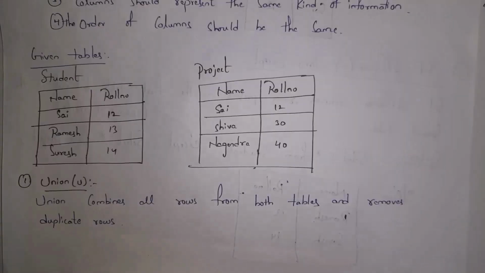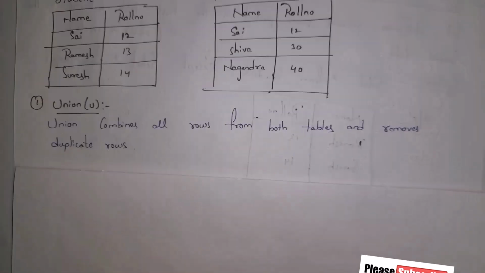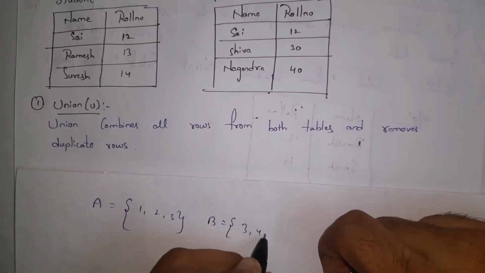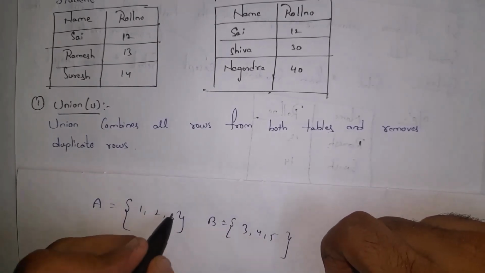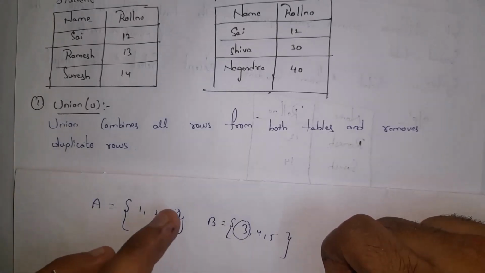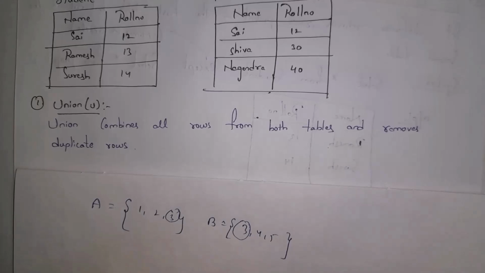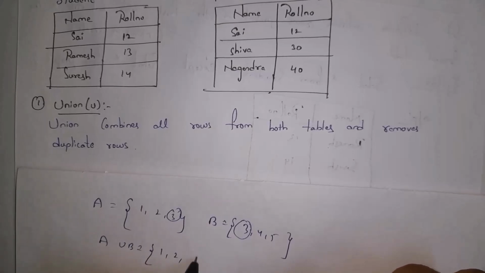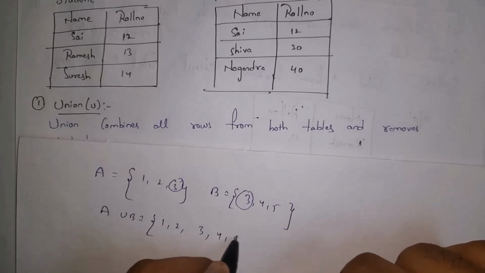At first I will explain what the union operation is. Union combines all rows from both tables and removes duplicate rows. At first I will explain mathematically. A is equal to {1, 2, 3} and B is equal to {3, 4, 5}. If you observe both, in set A there is 3 and in set B there is 3. So union will combine all these values, and if there are any duplicate values, that value is represented only once. So duplicate values are removed. So the output, A union B, is equal to {1, 2, 3, 4, 5}. 3 is repeated twice, but I am writing it only once.